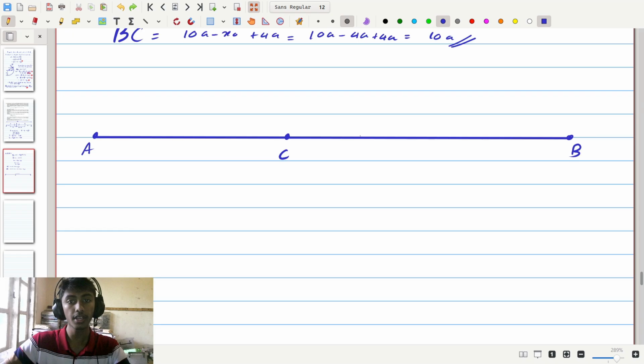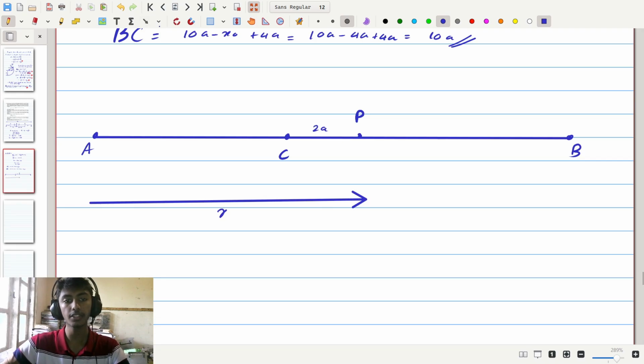Initially, it's going to be 2a. So we'll write the initial point 2a. The point P is over here. And the distance from A to P, which is going to be this distance right here, is the distance that we call x. So x is in this direction. From A to P, this is x.